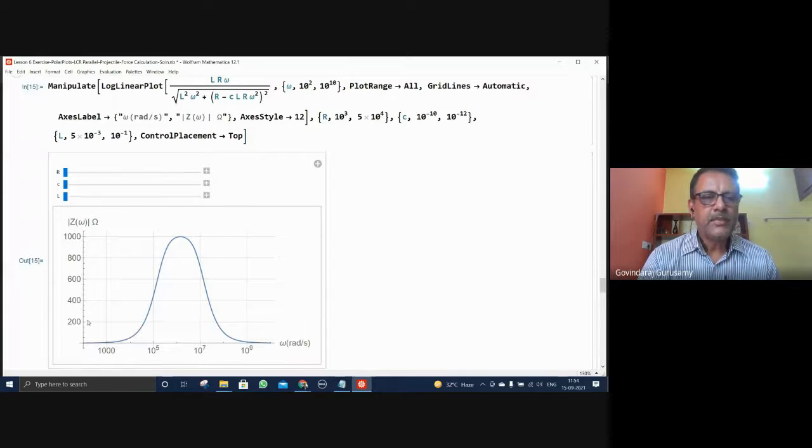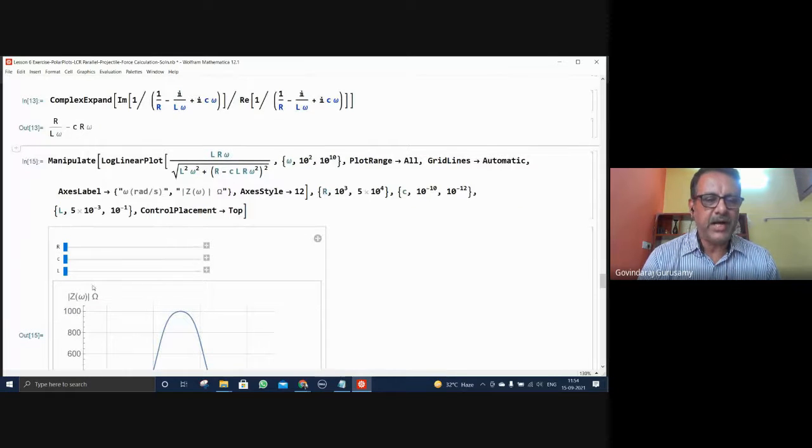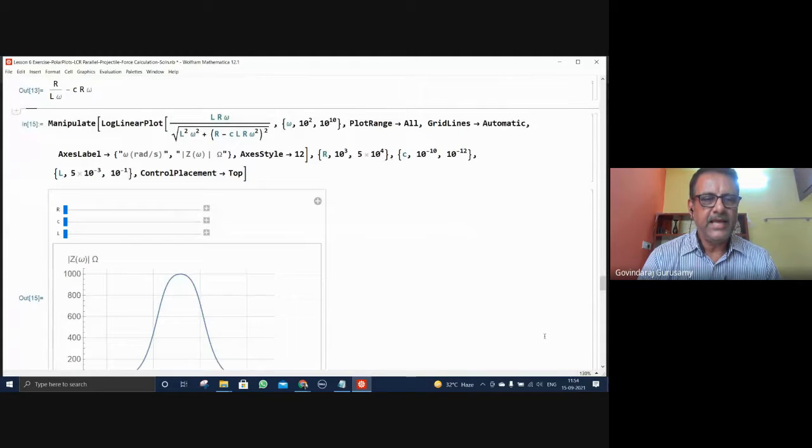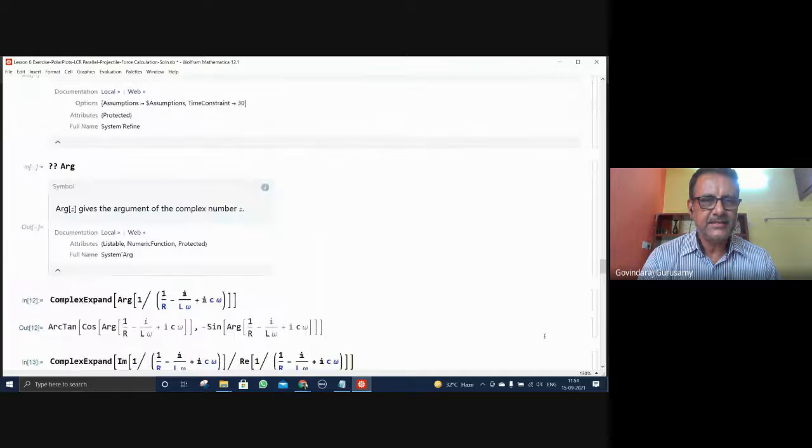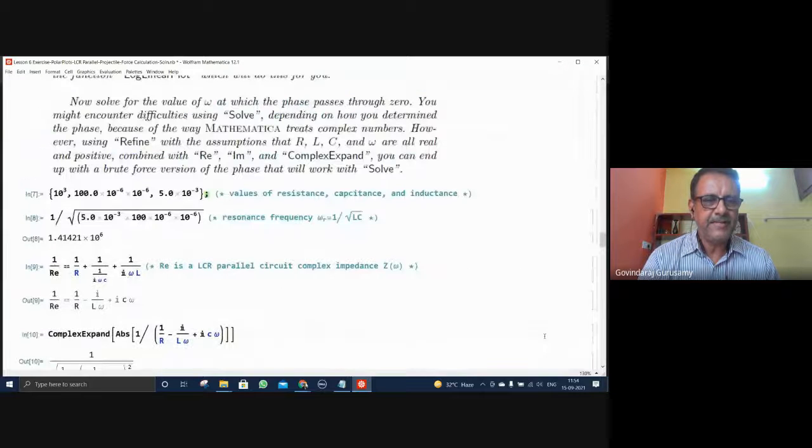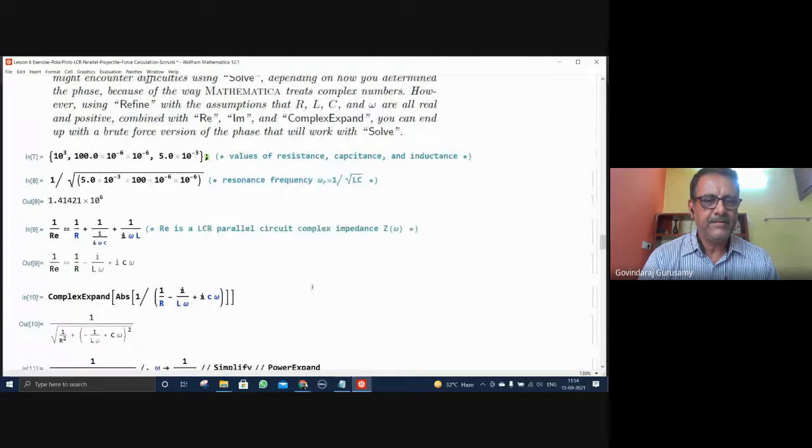Now, what would you expect when you change the R, when you change the C, when you change the L? L and C, what does it change? It changes your, this is what?